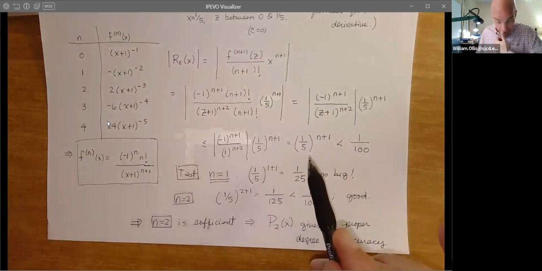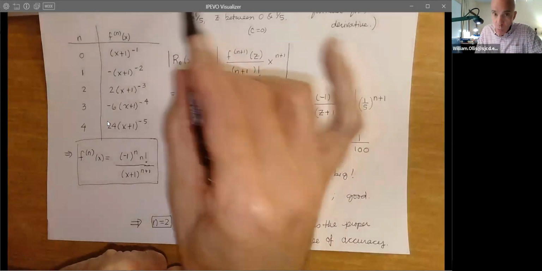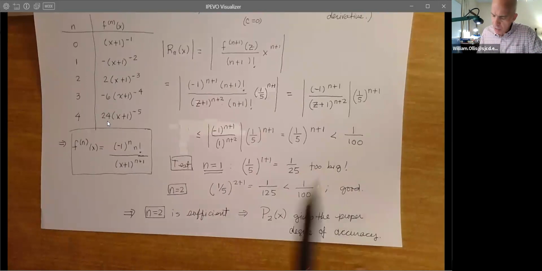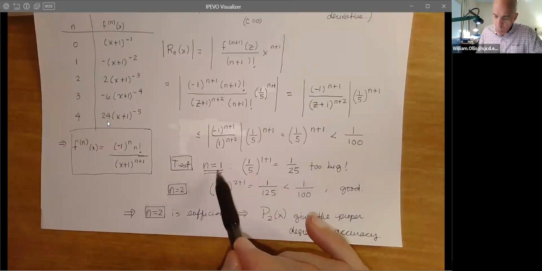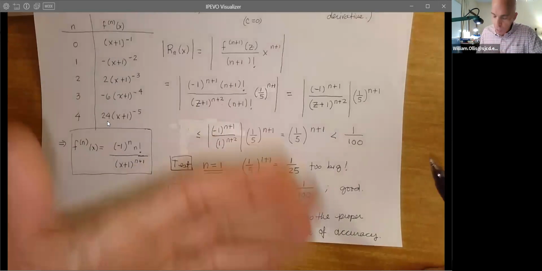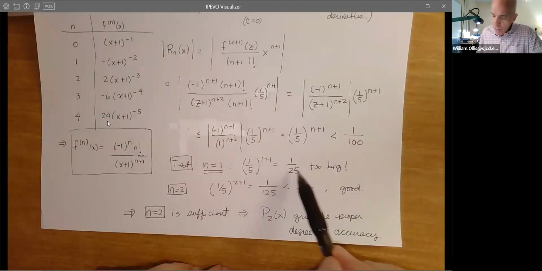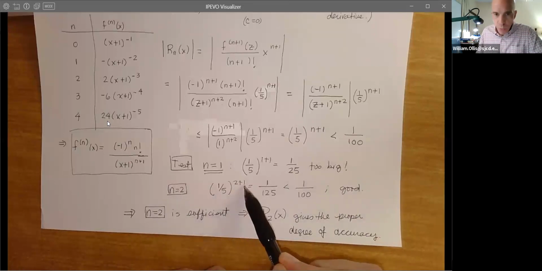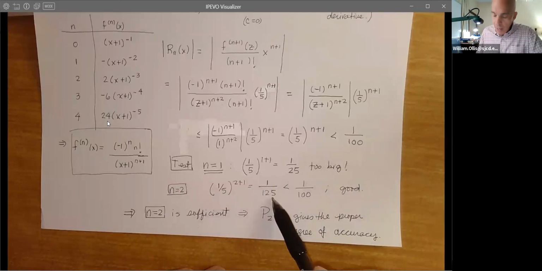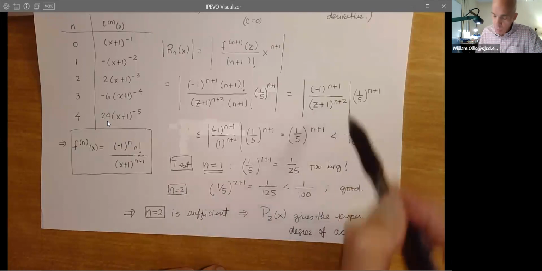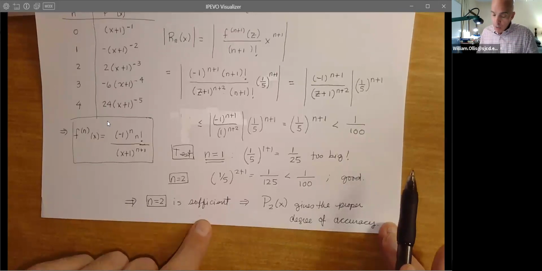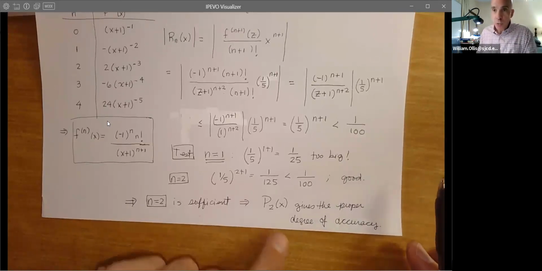And so now that's it. And that has to be less than what? 1/100. This is an excellent example. I love this example. You need to know how to do this. So now we just say, all right, trial and error. We put in n equal 1, we get 1/25, clearly too big. So we try n equal 2. We get 1/5 to the 2 plus 1, so that'll give us 1/125. Of course, this is smaller because the denominator is bigger, just the opposite of what we used here. And so this is good. So now we see n equal 2 is sufficient to give the desired degree of accuracy.